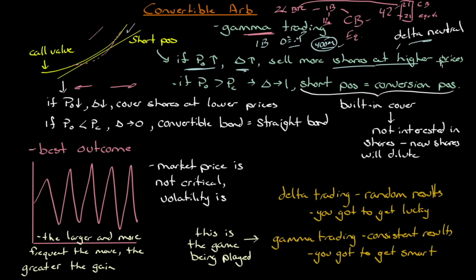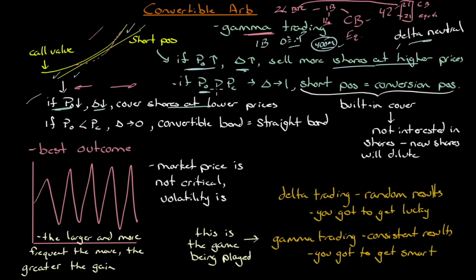Watch what happens when the price goes down. And we'll just jump to that now. If the price drops, the delta will drop. You will cover shares at lower prices. So you'll outperform on the fact that you have convexity, and you'll be covering the shares that you shorted at the higher price at the lower price.